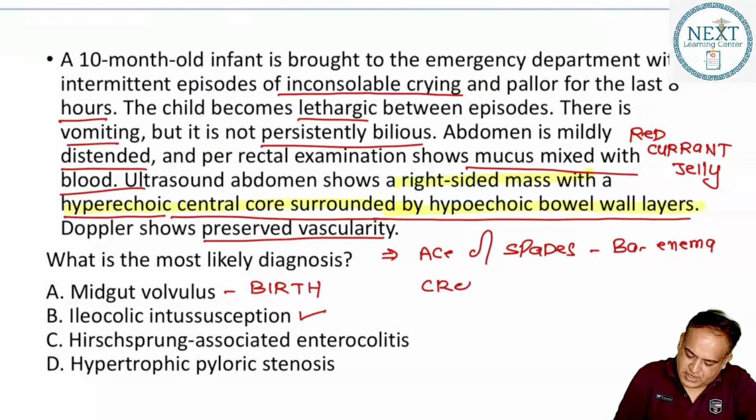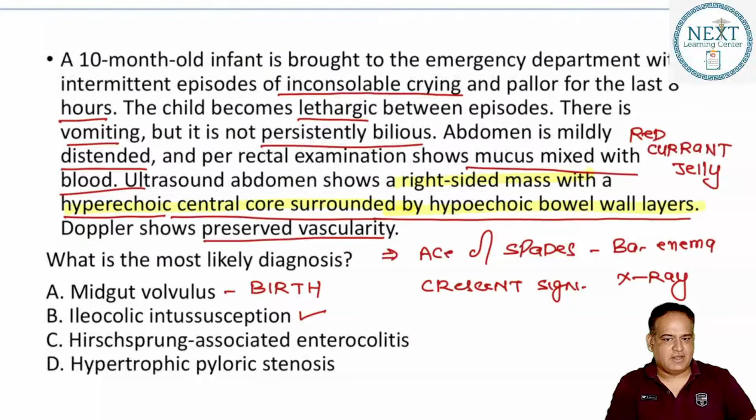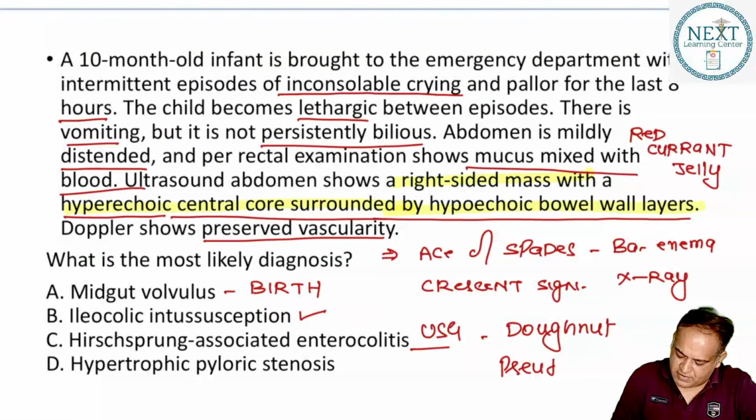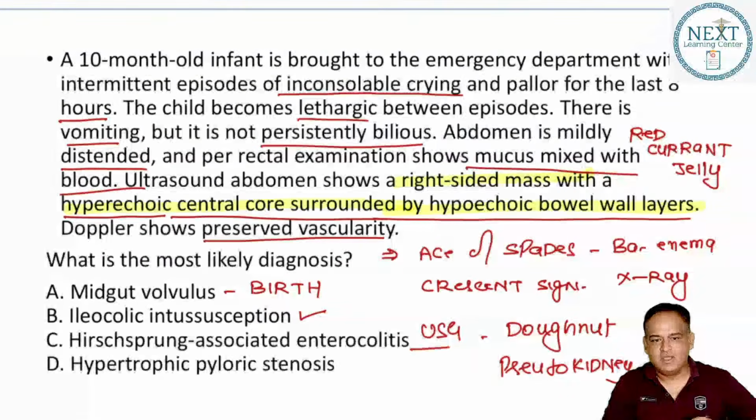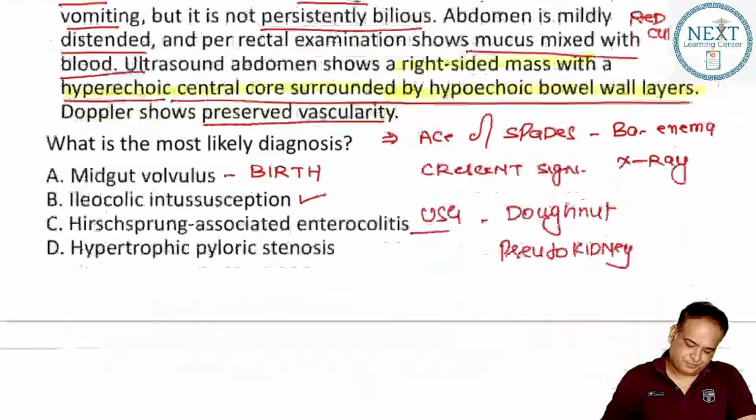We get to see the crescent sign on X-ray. Ace of spade is also called the bird of prey sign. Donut sign is seen on ultrasound. If we take the transverse view, we'll see the donut sign. Otherwise, we'll see the pseudo kidney sign on the longitudinal view.